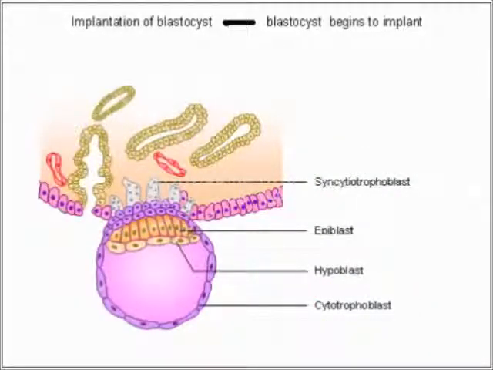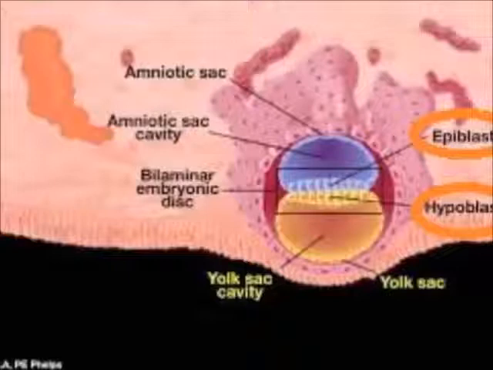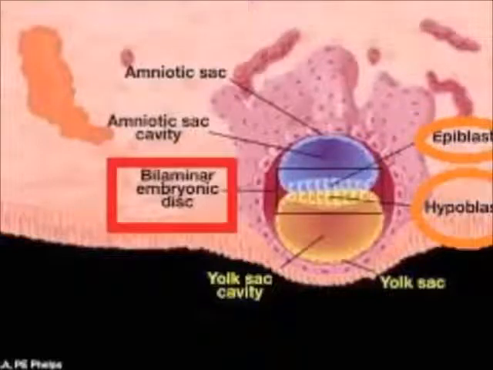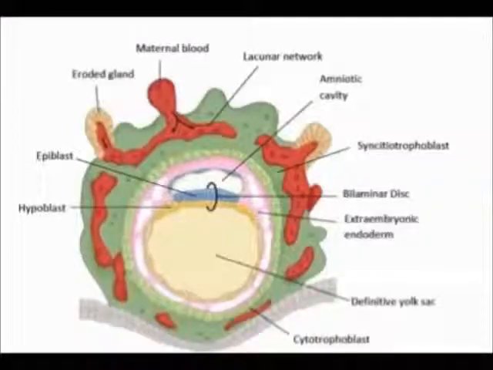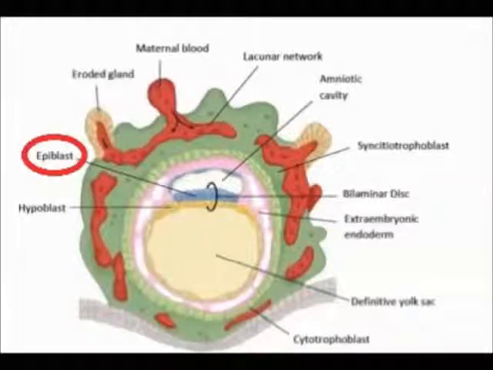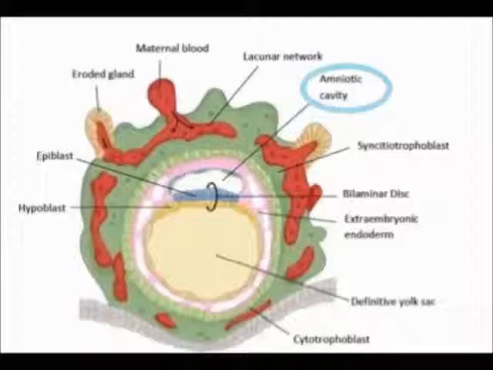Cells of the inner cell mass also differentiate into 2 layers, which are the hypoblast, the primitive endoderm, and the epiblast, the primitive ectoderm. Cells of the hypoblast and epiblast together form a flat disc referred to as the bilaminar embryonic disc. In addition, a small cavity appears within the epiblast and eventually enlarges to form an amniotic cavity.